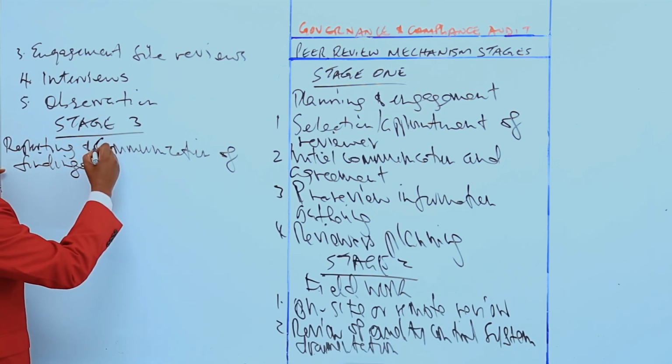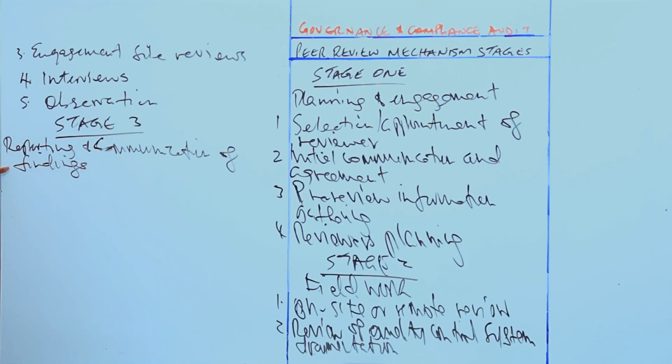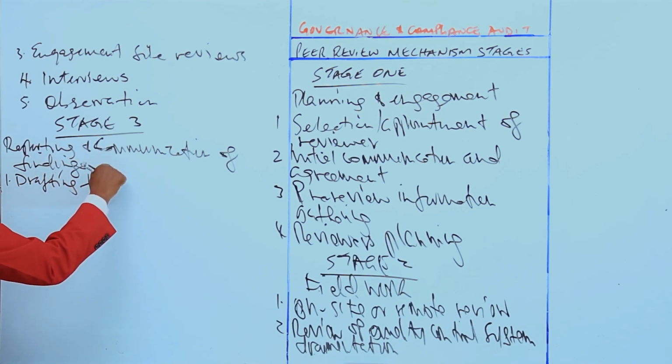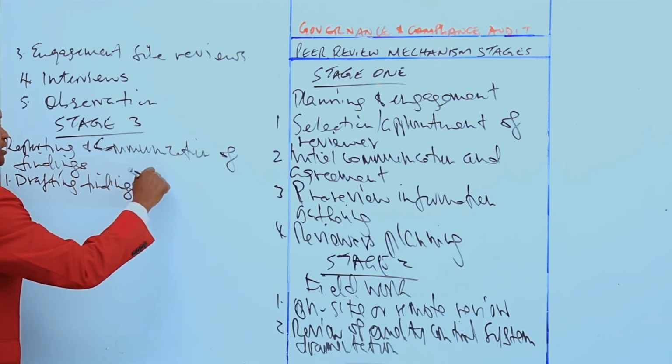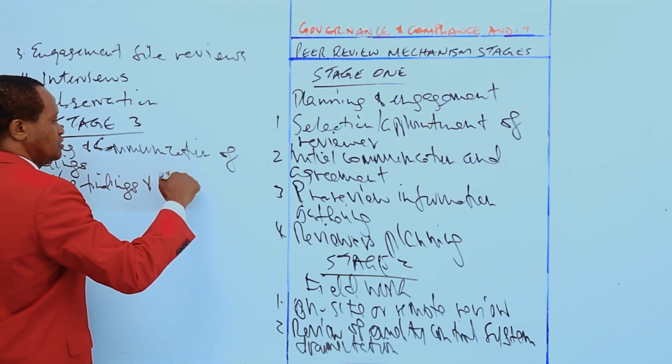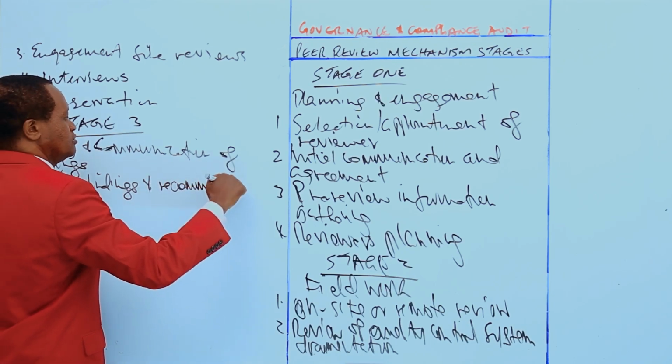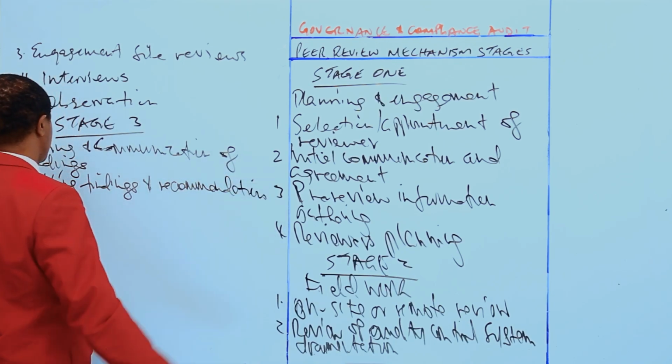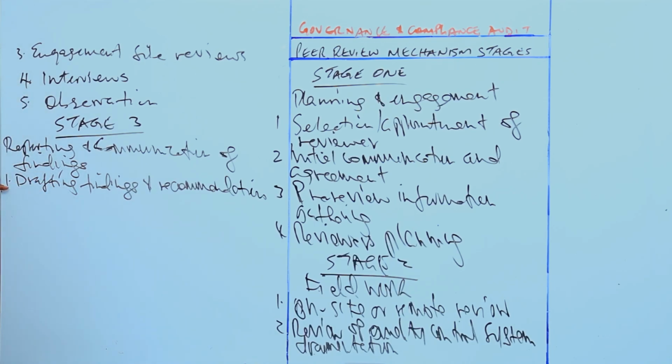Reporting and communication of findings is the third stage, which involves drafting findings and recommendations. That's the first thing to do at the third stage.